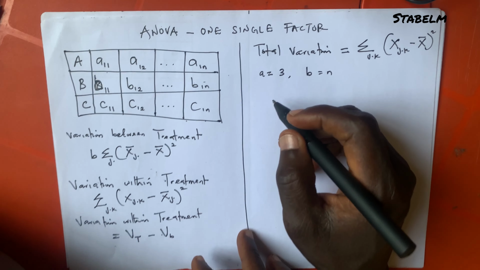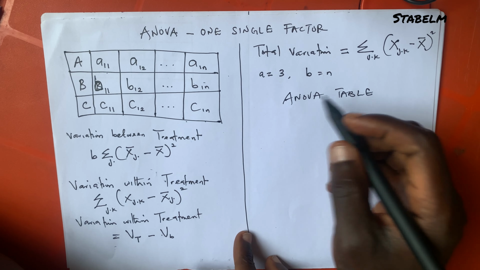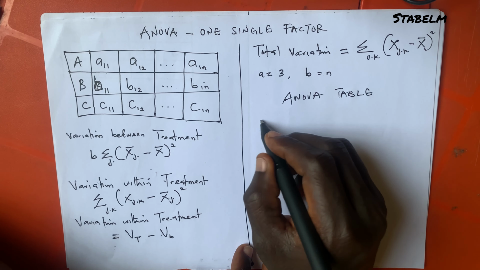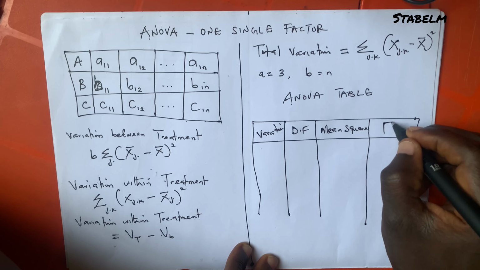So now the ANOVA table. The essence of getting all of these is just for us to get the ANOVA table. This is how an ANOVA table for a one factor experiment looks like. So here we have variation, then we have degree of freedom, then here we have mean square. Then here we have calculated F.